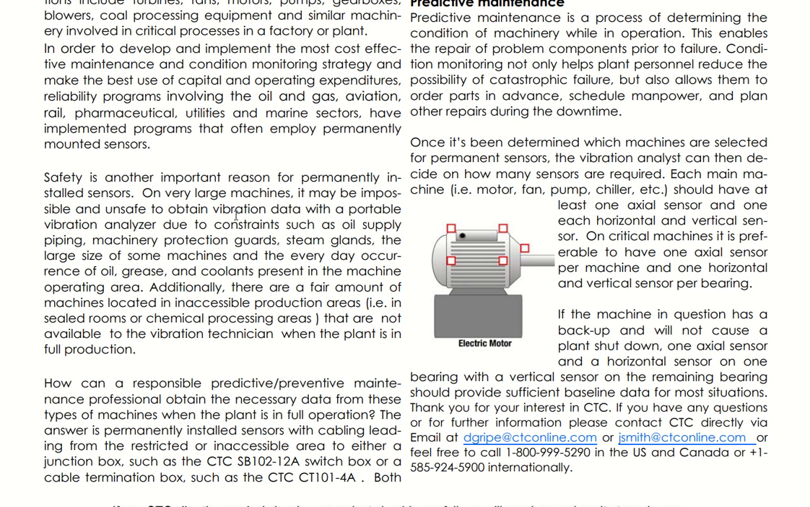So what we will do in such conditions, we will install a sensor permanently over there with a cable with it, which will lead the data from restricted or inaccessible area to a junction box or a switch box or a cable terminal box.